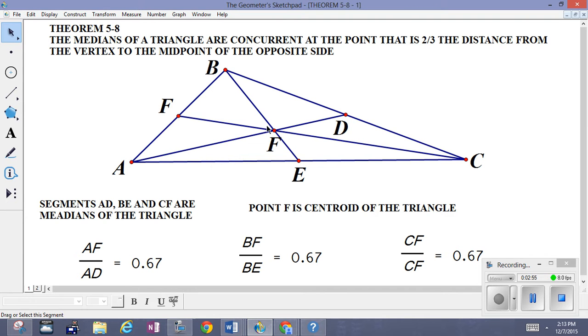From the vertex to the centroid, BF over the entire segment BE is in a ratio of 2/3, as well as for the last, from vertex C to centroid F versus the entire median. That ratio is also 2/3. Okay.